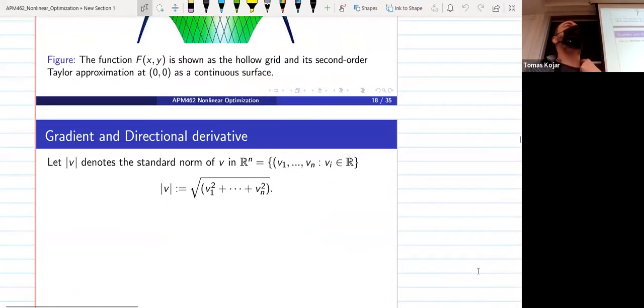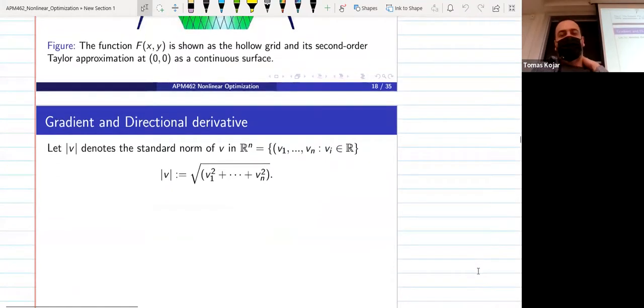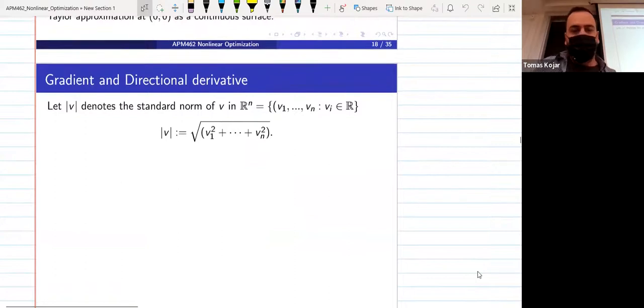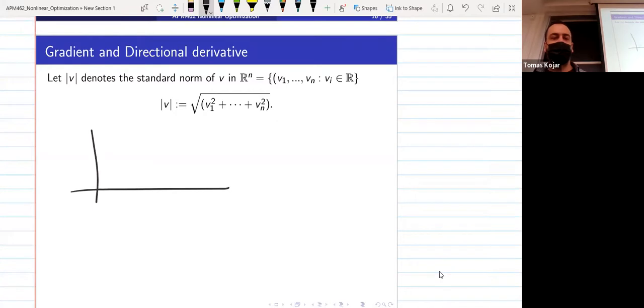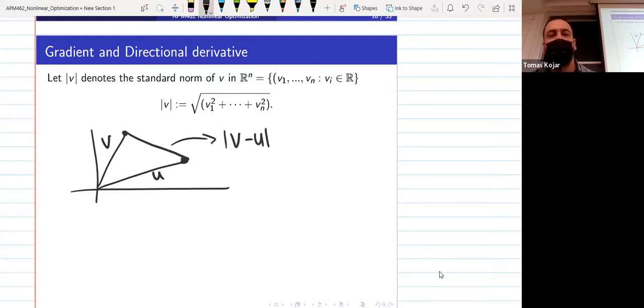All right, so now we have to go into gradients. Hopefully you remember a little bit. Let's start. We need the Euclidean distance or Euclidean norm. In 1D, you just take a difference of two numbers. In higher dimensions, if you want to compute the distance between V and W, then it's given by the norm of V minus W.